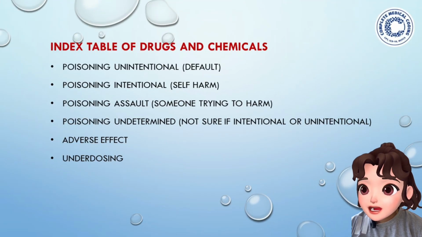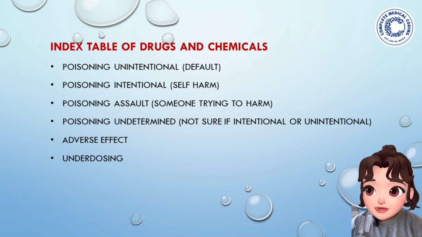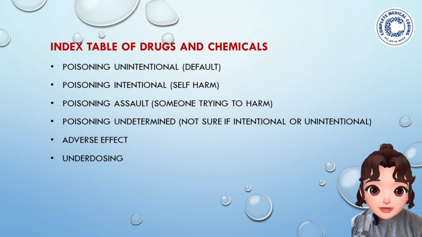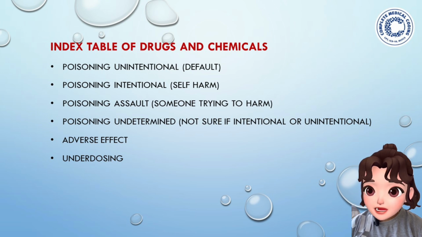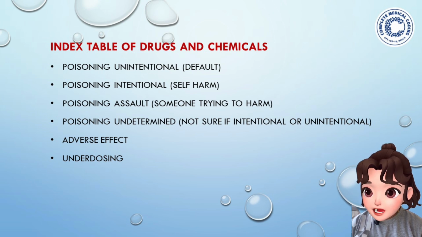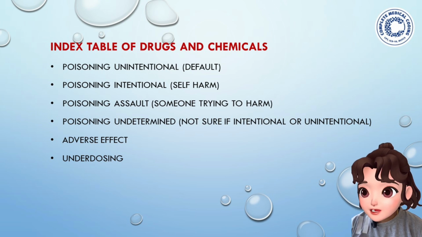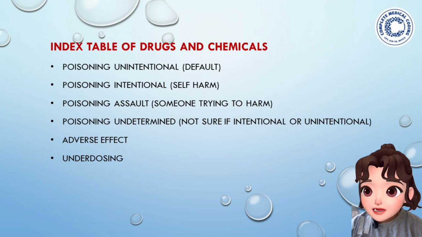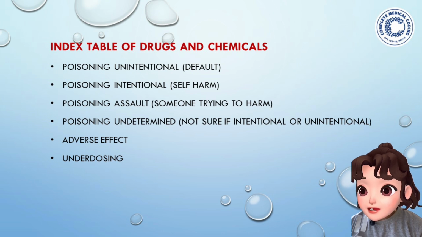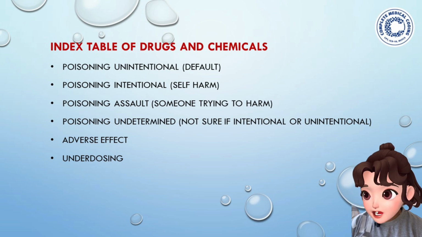Now, index table of drugs and chemicals. If you take the ICD book, you can see after the index page of neoplasm, you will be seeing the index table of drugs and chemicals. You can easily get the codes from there. Poisoning unintentional, these are the columns mentioned there. Poisoning unintentional will come as the default poisoning code. Poisoning intentional means self-harm, suicide, like that. Poisoning assault means someone is trying to harm you. Poisoning undetermined means not sure if it is intentional or unintentional.